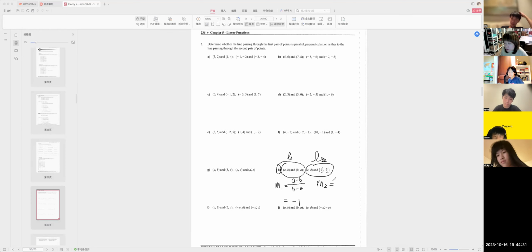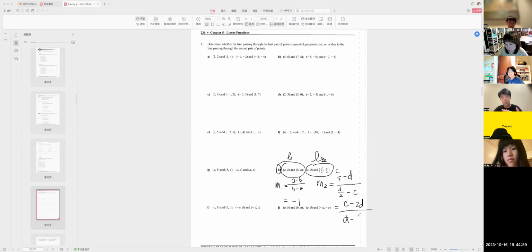So let's see M2. Kevin, understand? Are you trying to calculate the slope here? Yeah, I'm calculating the slope because only the slope matters, right? So I'm going to multiply by 2 on both top and bottom, so we get C minus 2D over D minus 2C. Does this equal negative one? Obviously no. So they are not perpendicular or parallel to each other, so it is neither. Get it, everybody?